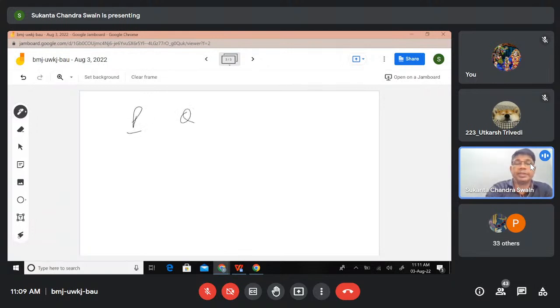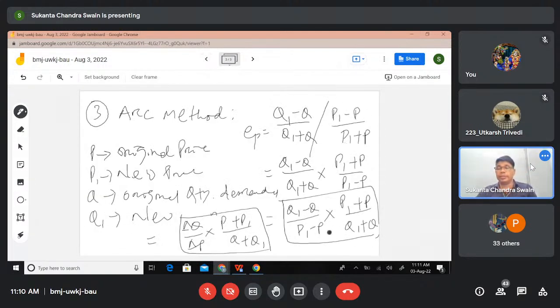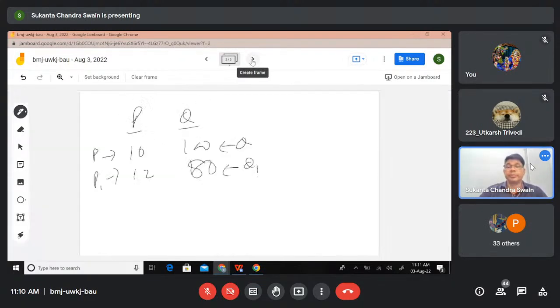P and Q, let's say 10, 100, 12, 80. Then this is your P, this is your P1, Q, Q1. So put the values only. Nothing difficult is there in this formula. You'll only be putting the values to get the EP. Is it okay? Yes, sir.